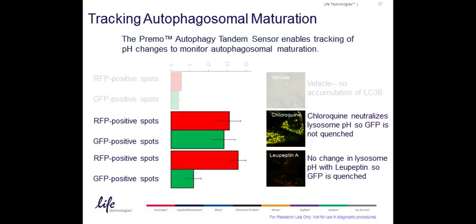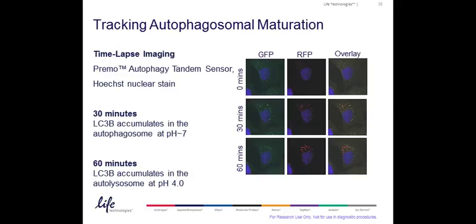If one blocks autophagic flux, thereby accumulating LC3B positive puncta, via a mechanism that inhibits lysosomal enzymes, this can be done using drugs such as leupeptin A. The pH in the lysosome is still highly acidic, and so you'll get a loss of GFP positive spots, but a maintenance of the RFP positive spots. And this also allows live time-lapse imaging of these processes.